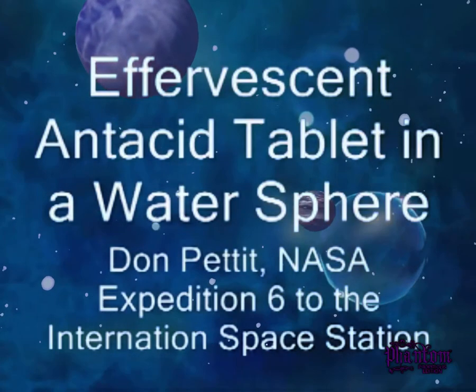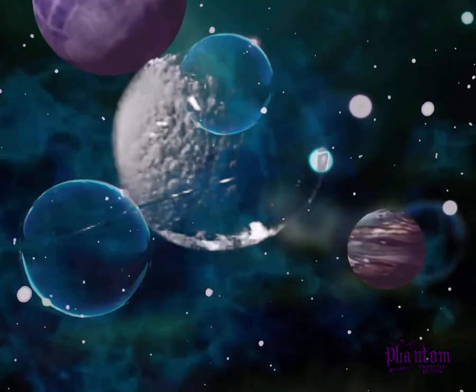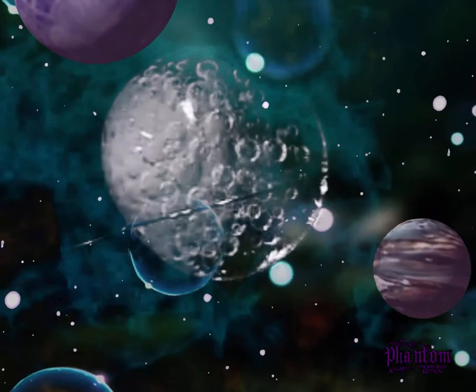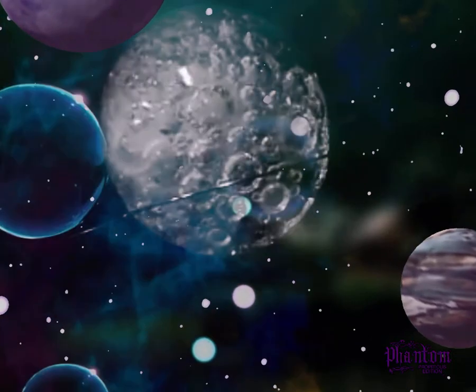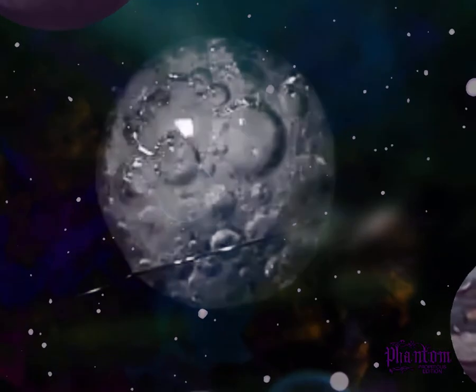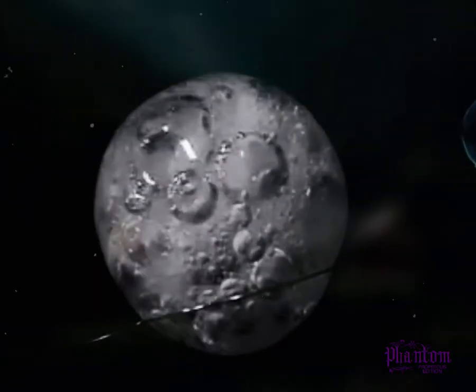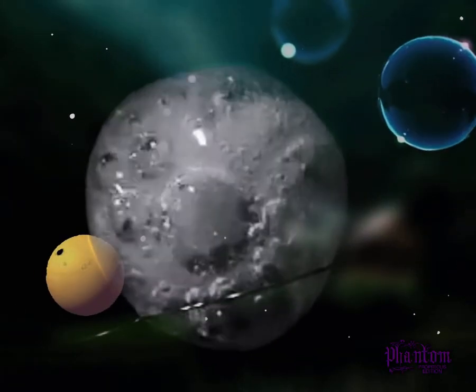Effervescent antacid tablet in a water sphere. Here's a sphere of water, 50 millimeters in diameter, with an effervescent antacid tablet. Bubbles form rapidly from chemical reaction. This is an example of heterogeneous nucleation, where bubbles form on a solid surface and can get a momentum exchange and travel out into the fluid.